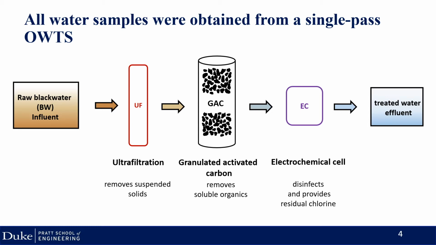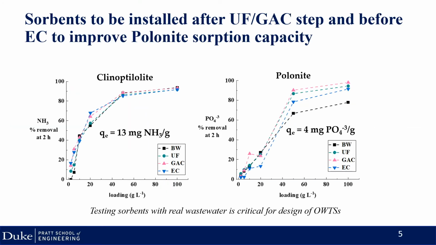It is important to find the best place in the system to include the nutrient removal step. For that reason, we tested clinoptilolite and polonite using water samples after each treatment step of the system. As shown in the graph to the left, clinoptilolite performance is independent of the water type being used. On the other hand, polonite's performance is improved if the water has already gone through the GAC column step, represented by the pink triangles.